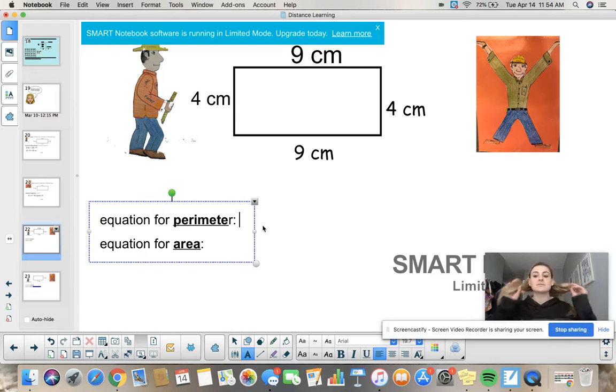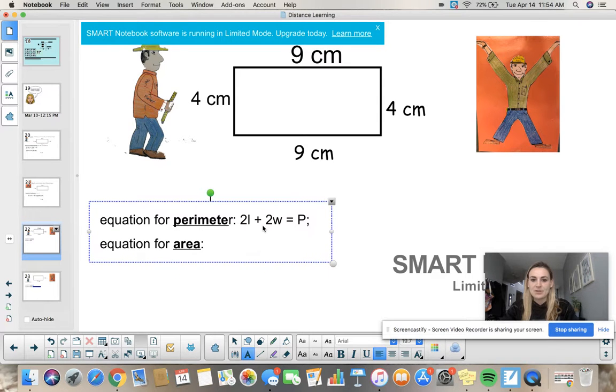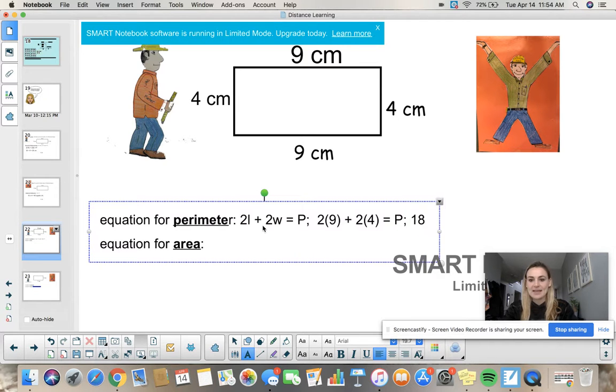Okay, we are going to now solve it together. For perimeter, we know that 2 times the length plus 2 times the width is going to give us the perimeter. This would look like 2 times the length, in this case 9, plus 2 times the width, which is 4, equals P. 2 times 9 is 18. 2 times 4 is 8. 18 plus 8 equals 26 centimeters.